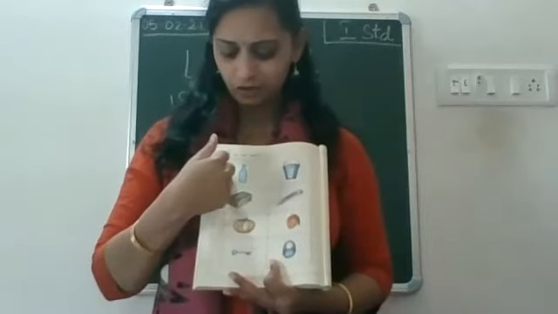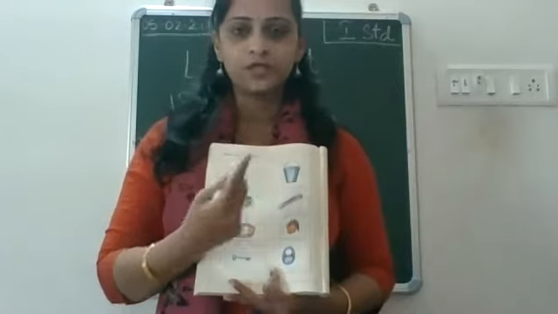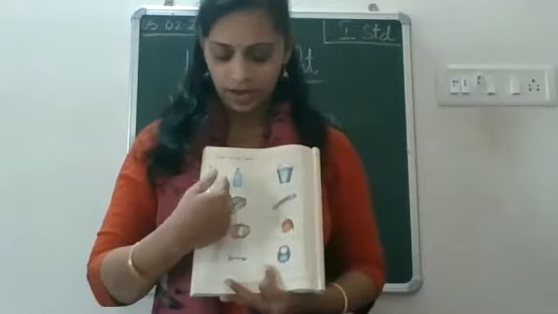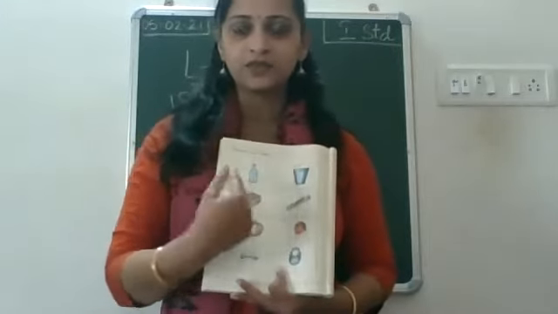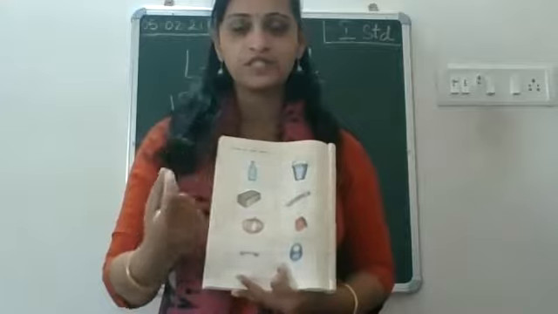188. Okay. In this page, you have to tick or circle the light object, the object which is lighter in weight. Okay, now in the first two boxes, you have a bottle and a bucket. Which is heavier? Bottle. Is lighter. Now circle bottle.